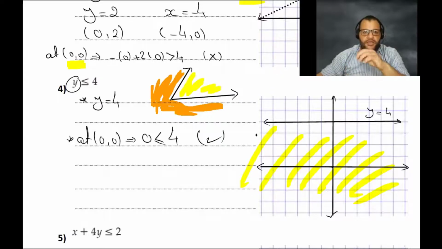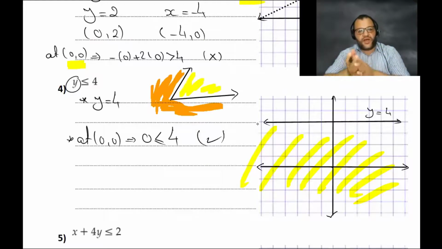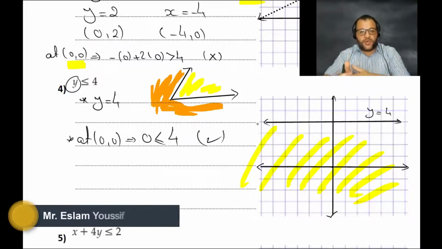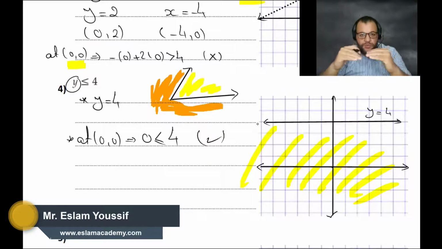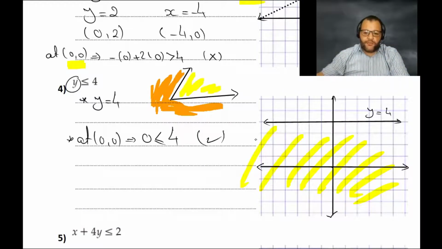So any line divides the plane into two parts, above the line or below the line. So 0 and 0 lies below the line, and 0 and 0 satisfies the inequality. It means all of the region which is below the line is the solution of the inequality. If you choose any point below the line, you will find that it is part of the solution. You understand this one?